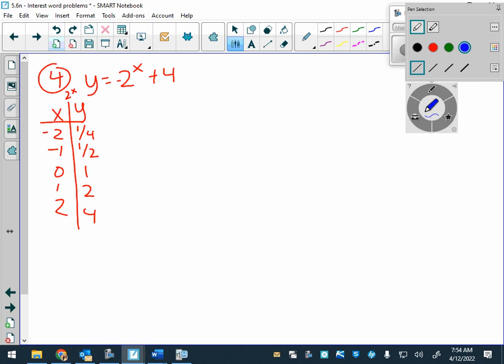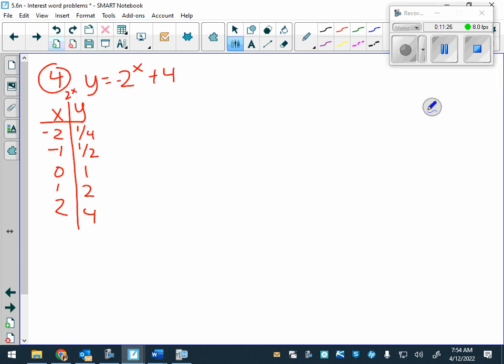Then you would multiply your original y's by -1. Okay? You would multiply your original y's by -1. So -1/4, -1/2, -1, -2, and -4 first. This is just 2 to the x as the parent function. The negative is on the outside. So 2 to the x is those guys there.